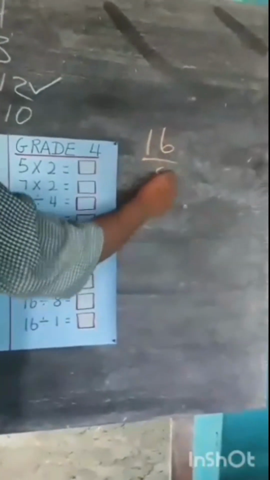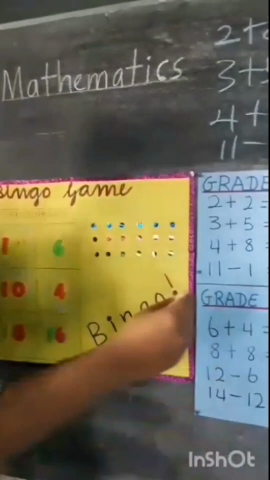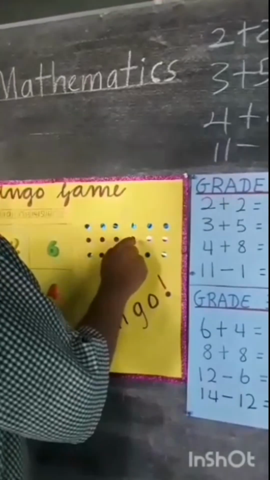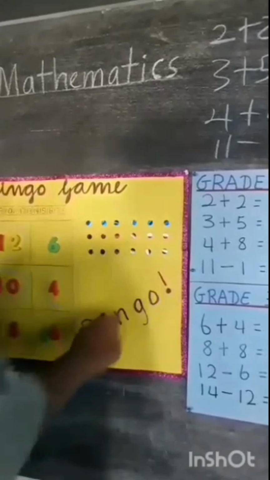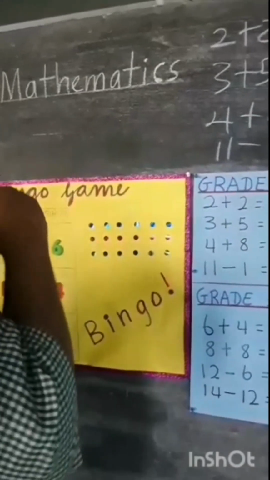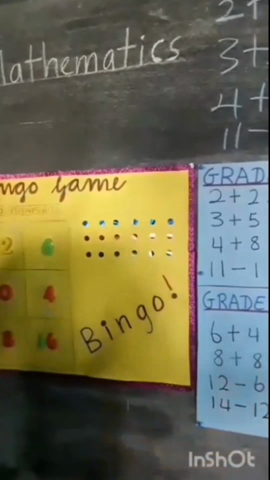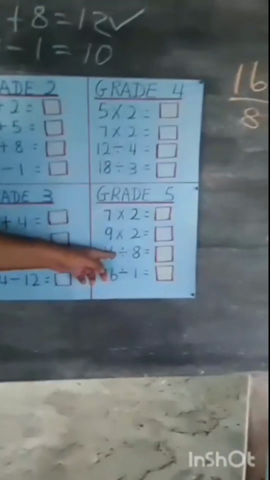16 divided by 8 will give me... 16 divided by 8. I can use my counters also. So a count of 16 tens. 1, 2, 3, 4, 5, 6, 7, 8, 9, 10, 11, 12, 13, 14, 15, 16. Right? And I group it into 8s, right? Good. So I will get 2 groups of 8. Right? But remember, this is the distractor.